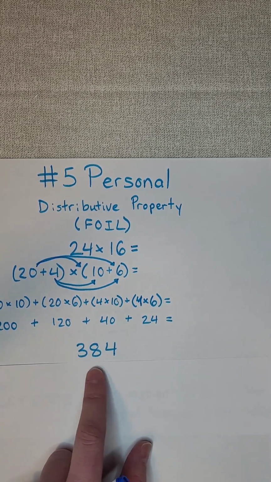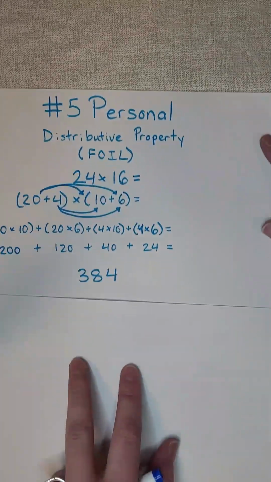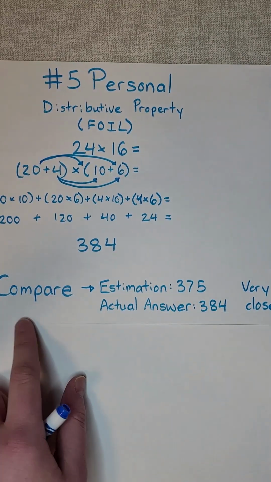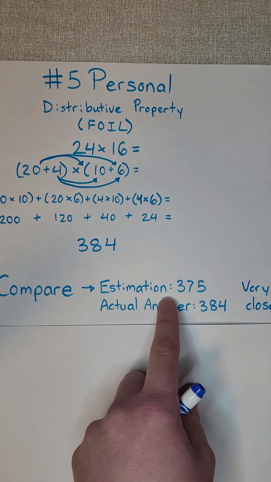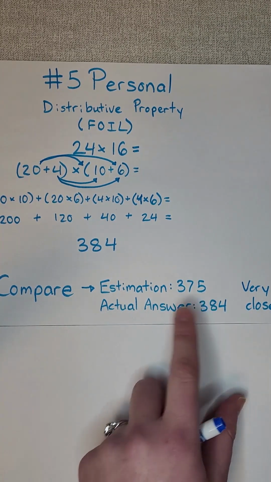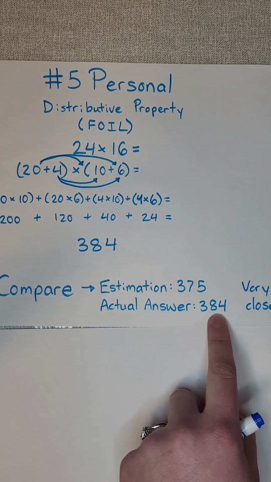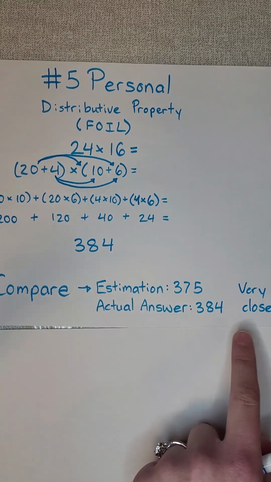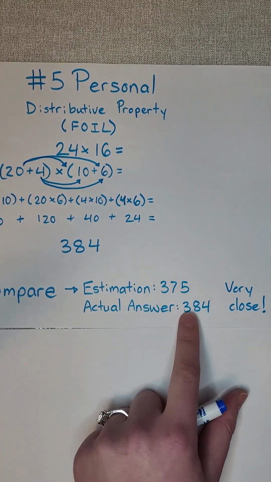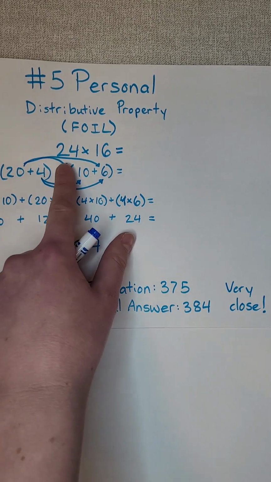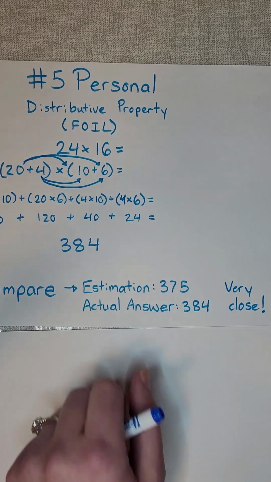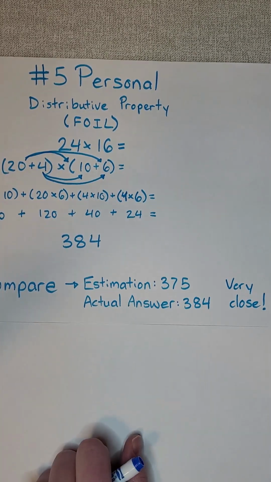So, to compare, at the beginning of the video, I showed you my estimation of 375, but the actual product is 384, which is very close. I think it is because we rounded up for the number 24 and rounded down for the 16. Thus, my estimate was very close.